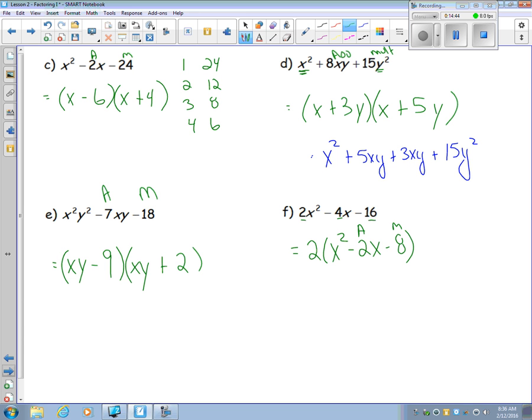Add and multiply. Hey, I can't lose the 2. The 2 is part of my answer, my leading coefficient, right? But I don't need it in the factoring part in the middle. What adds to negative 2 and multiplies to negative 8? Negative 4 and plus 2.